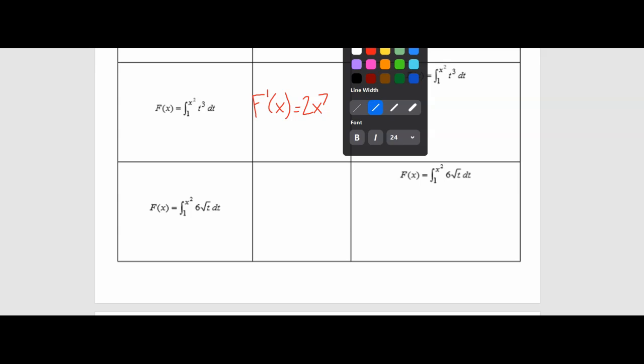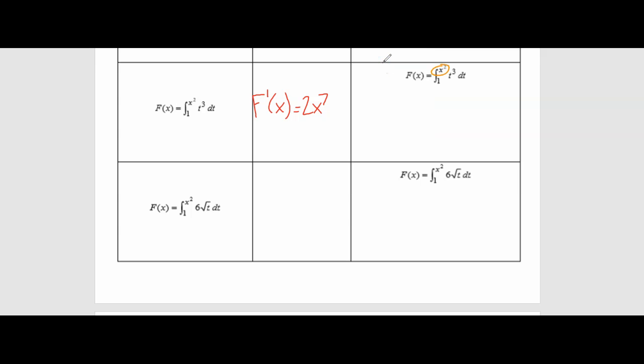Using the second fundamental theorem of calculus, well, we're going to replace every t with x squared and then multiply by the derivative of x squared. So f prime of x is equal to x squared, all of that to the power of 3, times the derivative of x squared, which is 2x. So I get f prime of x is equal to, by exponent rules, x to the 6 times 2x, which gives us 2x to the power of 7. So again, the second fundamental theorem of calculus makes these problems a bit easier.